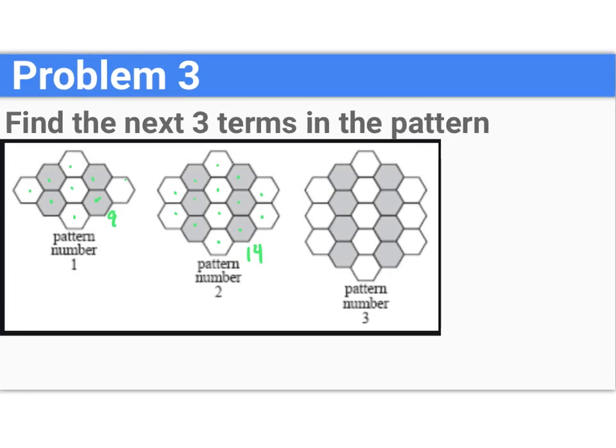So let's see what we go up by here. 1, 2, 3, 4, 5, 6, 7, 8, 9, 10, 11, 12, 13, 14, 15, 16, 17, 18, 19. Oh, look at this. We went up by 5, then by 5 again. So pattern 4, so I'm going to call it P4, is 19 plus 5, which is 24 hexagons. And I'm not going to draw it because I don't have the space. P5 is 29 hexagons. And then P6 has 34 hexagons.